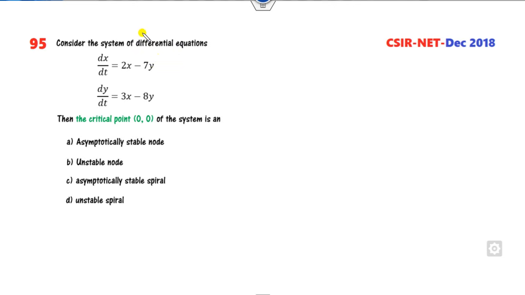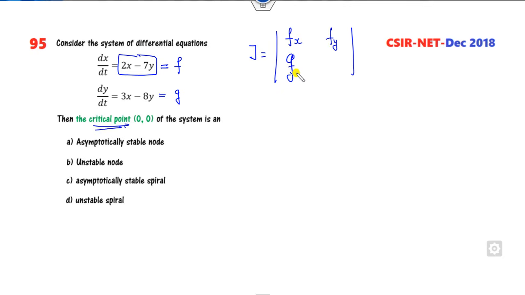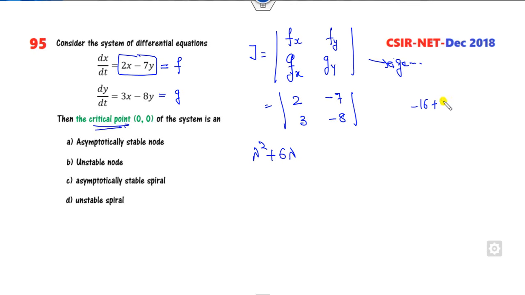Now there is another concept about the critical point. Whenever there is a critical point, you can consider the first function as f, second function as g. This is my f, this is my g. Then you can find the Jacobian matrix as the partial derivatives of f with respect to x, y, and g with respect to x, y, and then find the eigenvalues. So look at that: 2, minus 7, 3, minus 8. If you find the eigenvalues, λ² plus 6λ plus, minus 16 plus 21, it's 5. So what are the eigenvalues? Minus 5, minus 1. Fine.